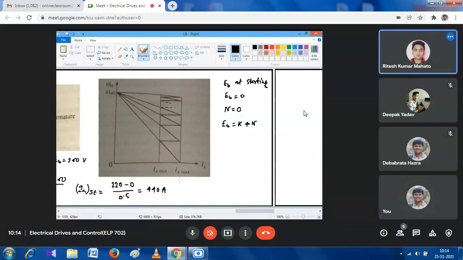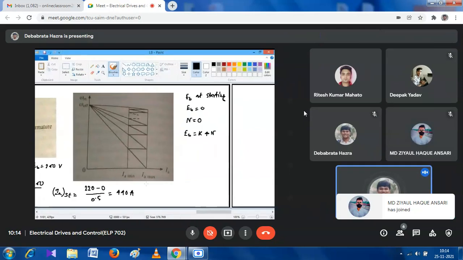Armature will get damaged. It may be burned. Okay. So what should we do to save the armature, or say to save the DC motor? Adding external resistance. We have to limit the extra current, or you can say we have to limit the initial high current.